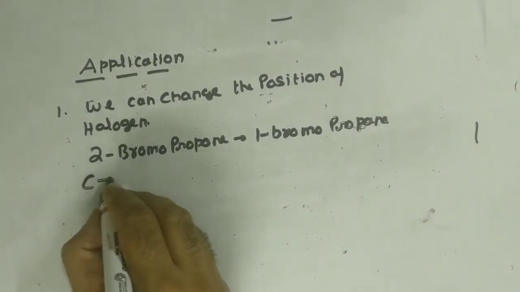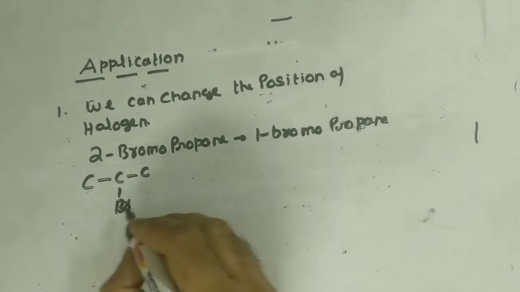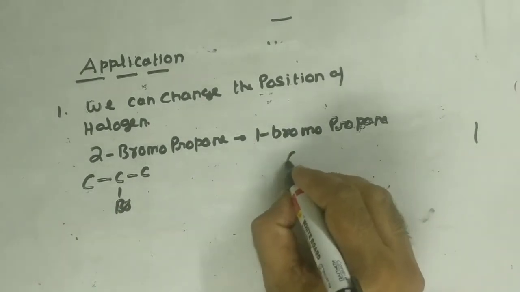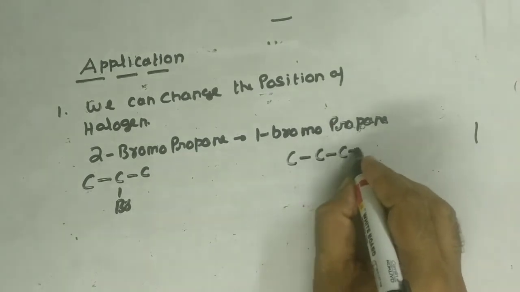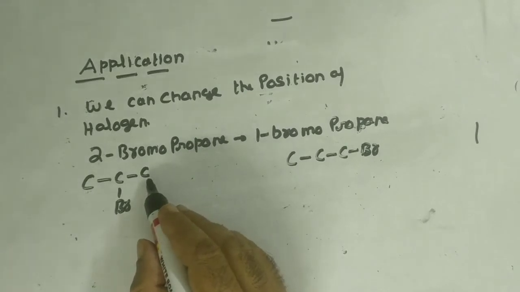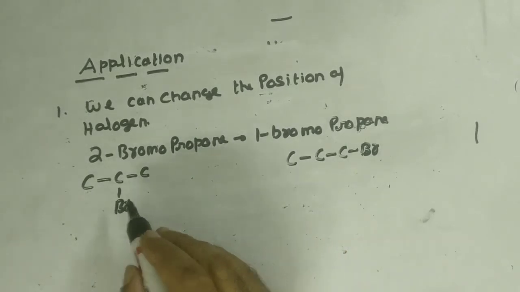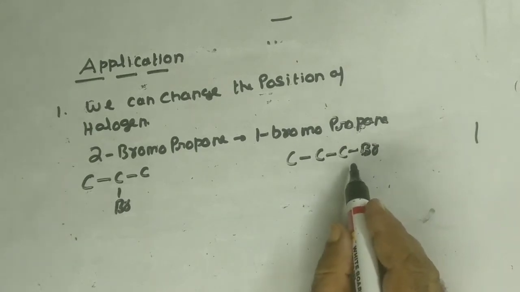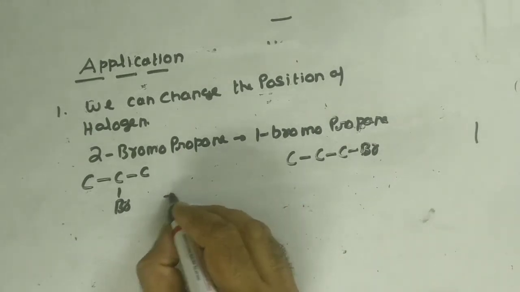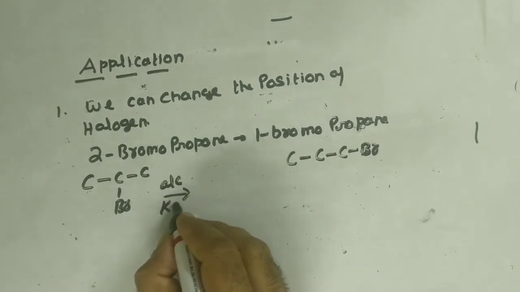So I have 2-bromopropane and I want to remove this Br and put it on the first carbon. I want to get 1-bromopropane. Very simple. If you want to remove a halogen, go for dehydrohalogenation, and then to put it back we will use an addition reaction. So first of all, we are going to treat this compound with alcoholic KOH.